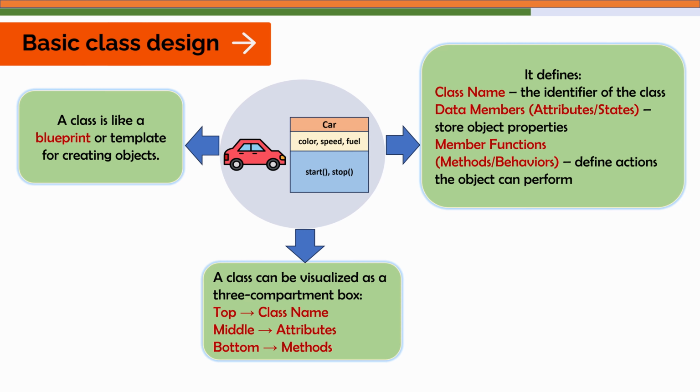So these define what the object can do. Like in our example, a car can start, accelerate or brake. So these functions can be a part of this third bottom section. So this 3-part structure helps us in separating out data from the behavior in a very clean and organized way, making things easier for us to extend and manage.